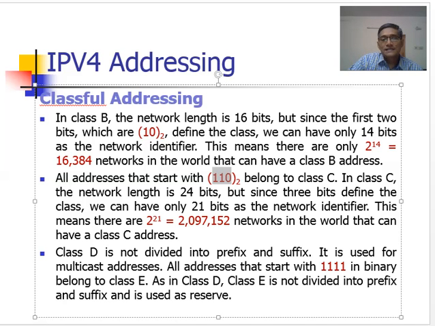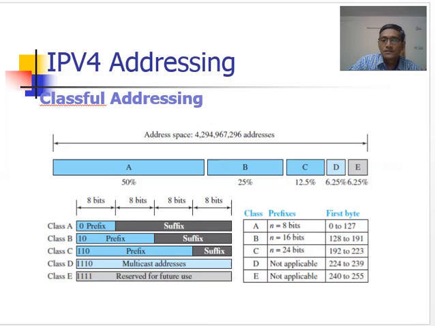Now class D is not divided into prefix and suffix. Both class D and class E addresses are not divided into prefix or suffix. The class D address prefix will start with 1110 and it is used as a multicast address, and class E addresses start with 1111. It is used for research purposes, not for normal addressing purposes. So this pictorial representation shows the corresponding class A, B, C, D addressing schemes in IP version 4.